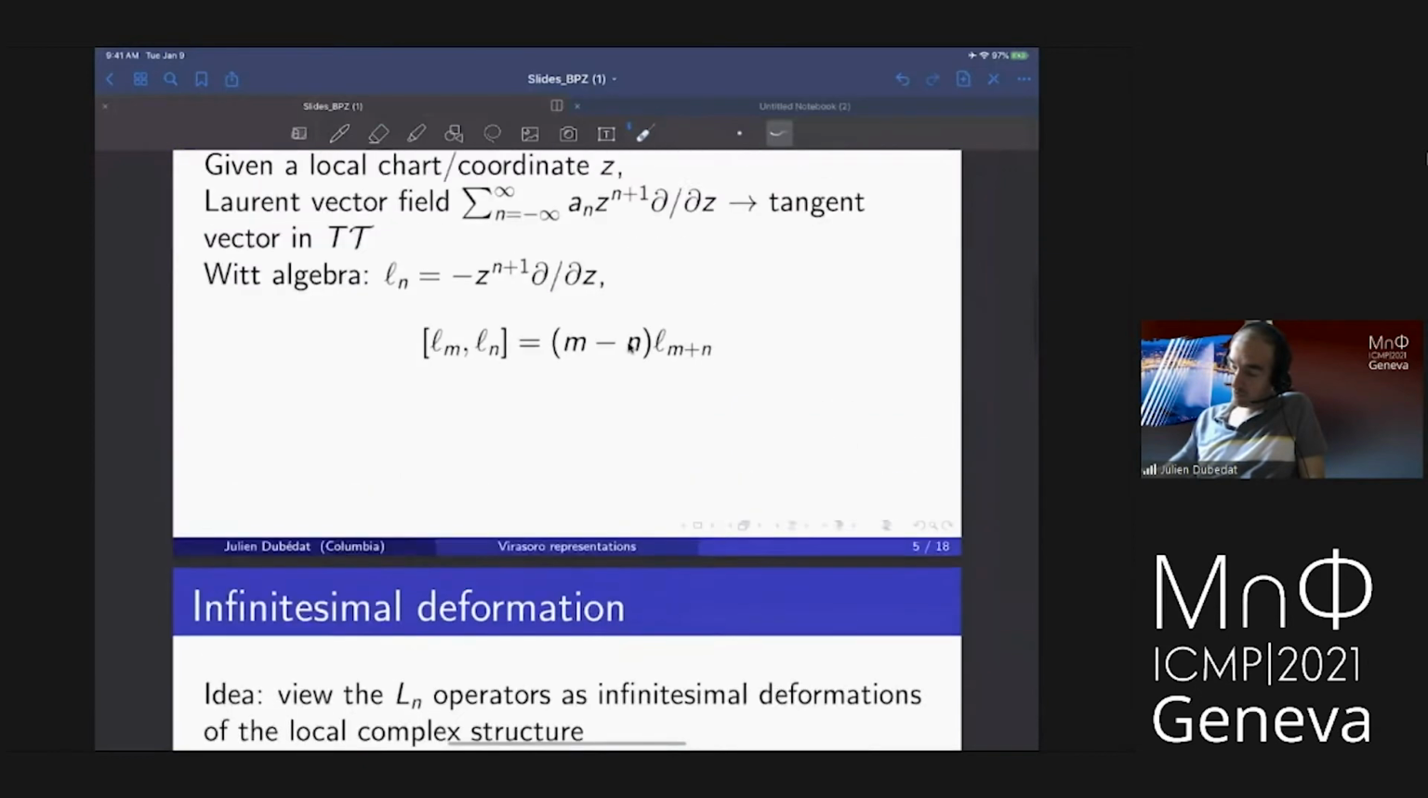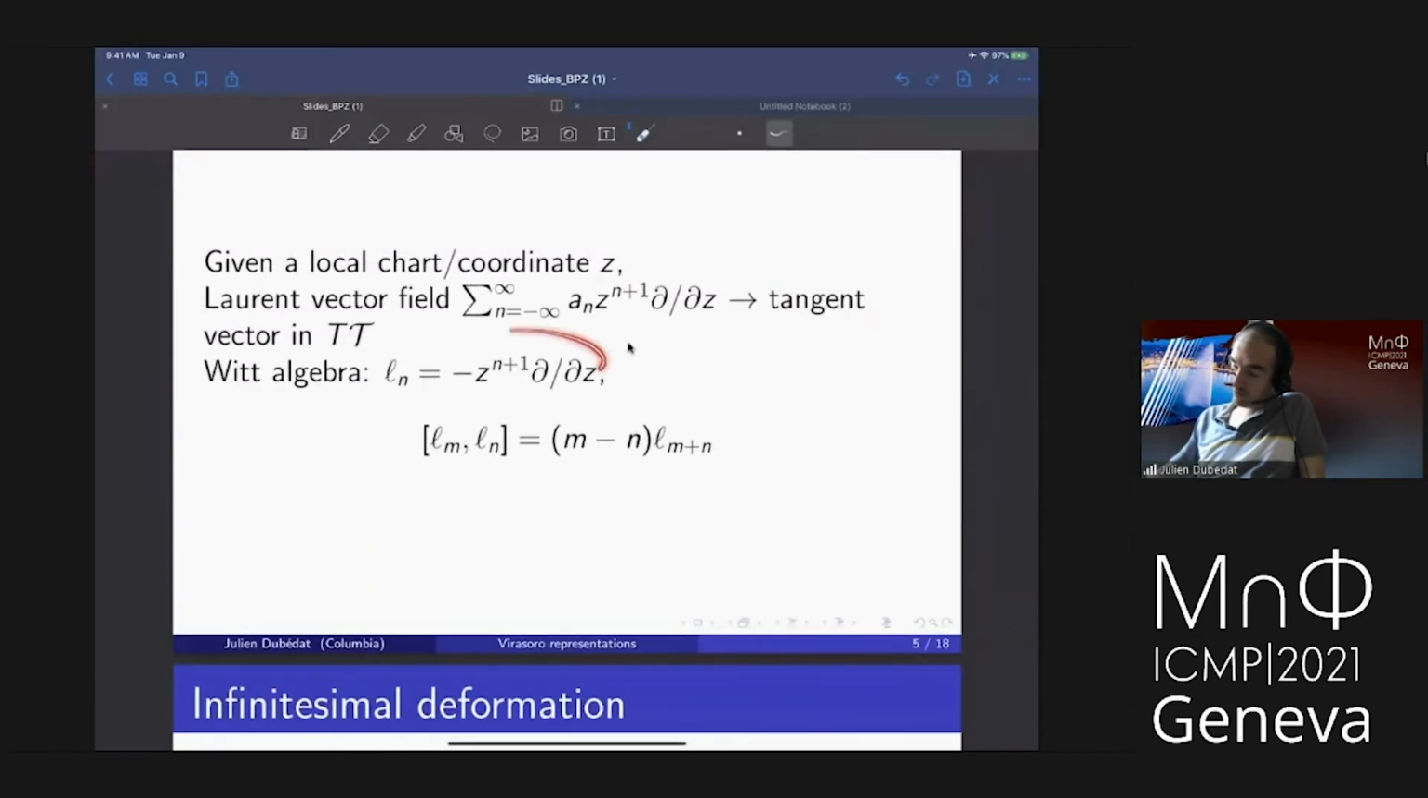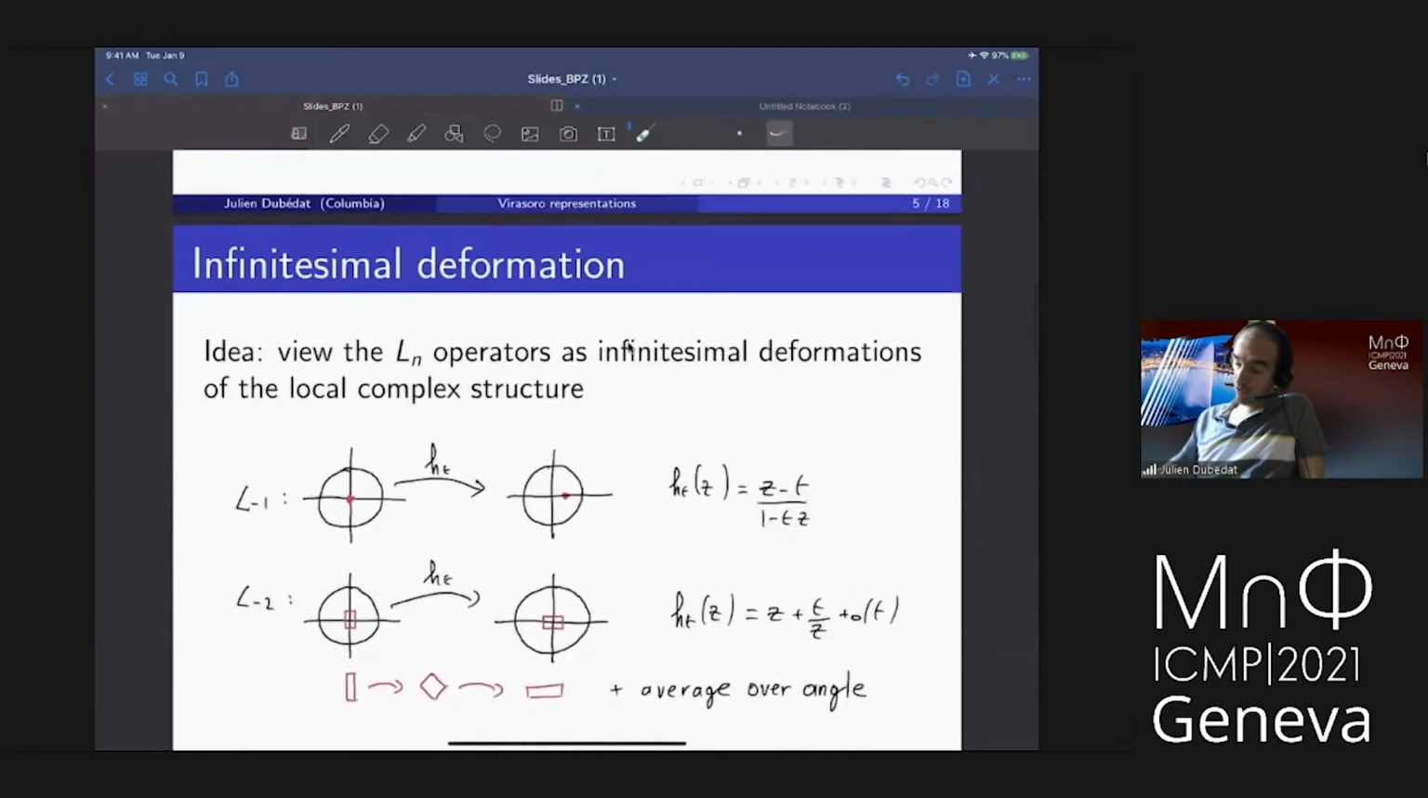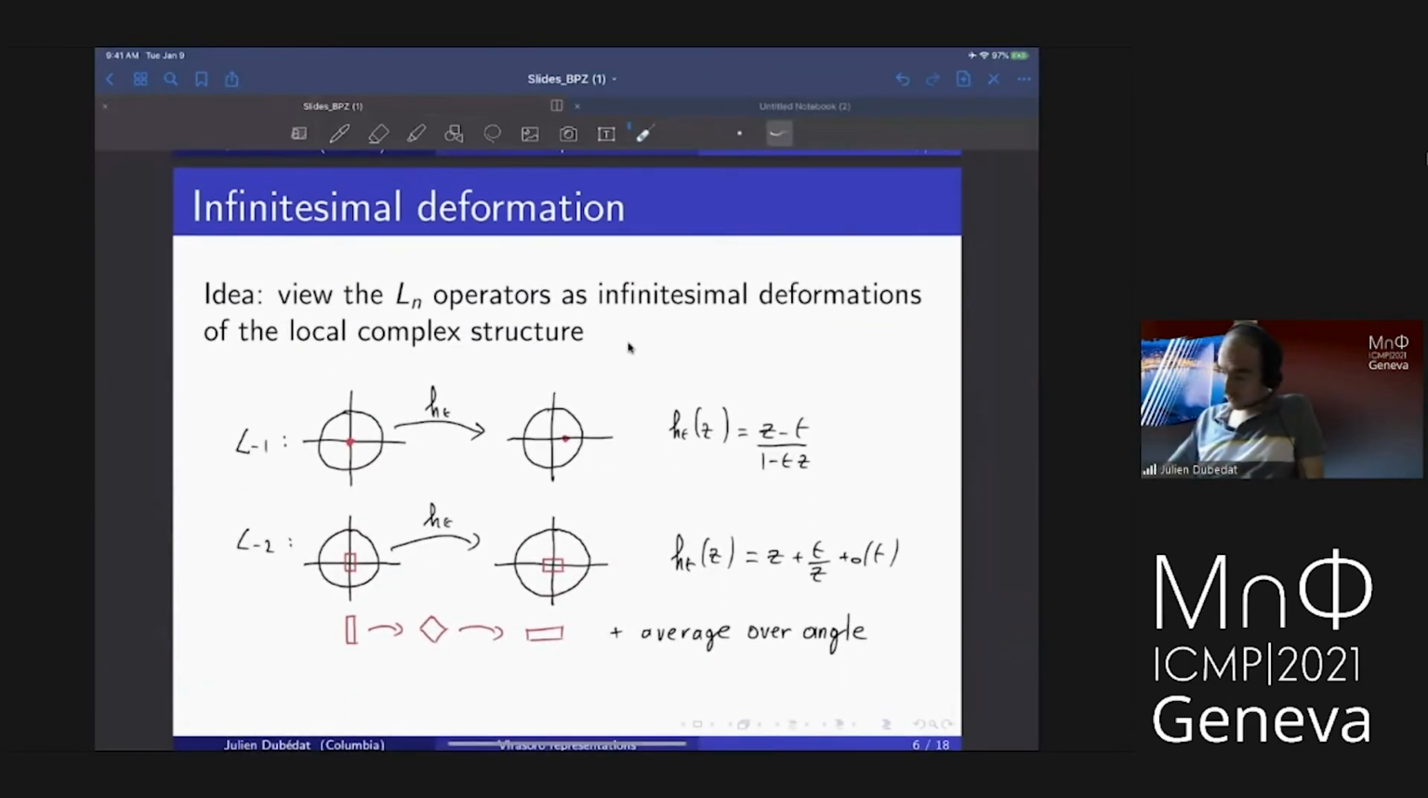Okay, so again, I've got these typical Laurent vector fields, and to each such Laurent vector field I can associate a deformation. The first deformations are very easy to understand. The first one gives me just a translation. I take my disk and slightly translate it, so what I'm doing is just translating the marked point. The underlying complex structure is not going to change. I'm just displacing the marked point a bit.